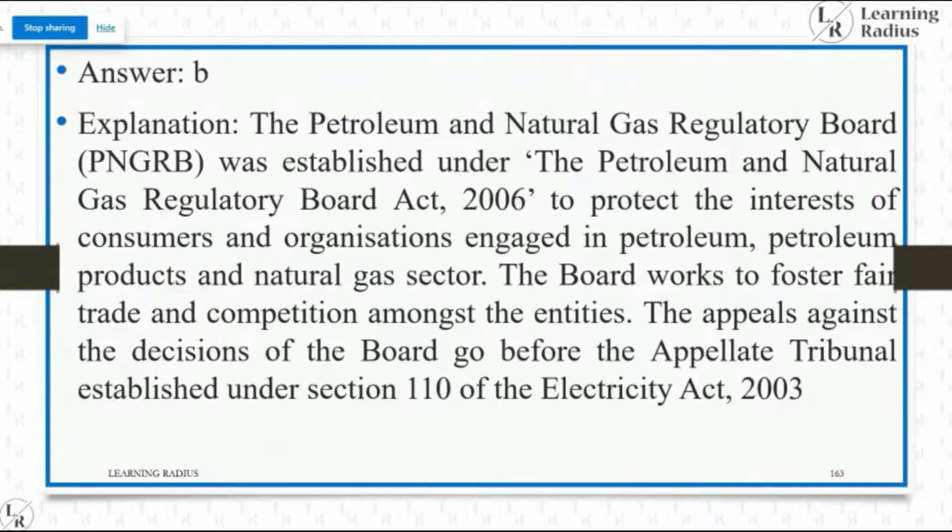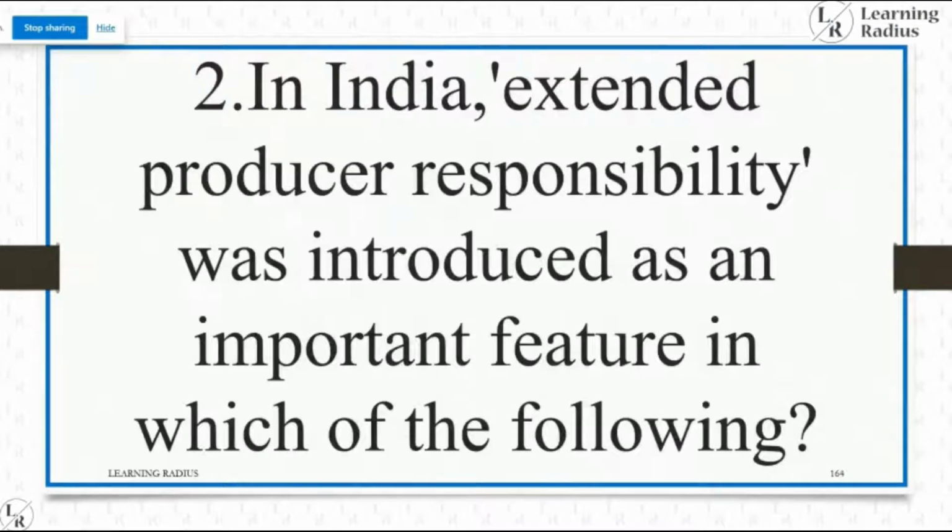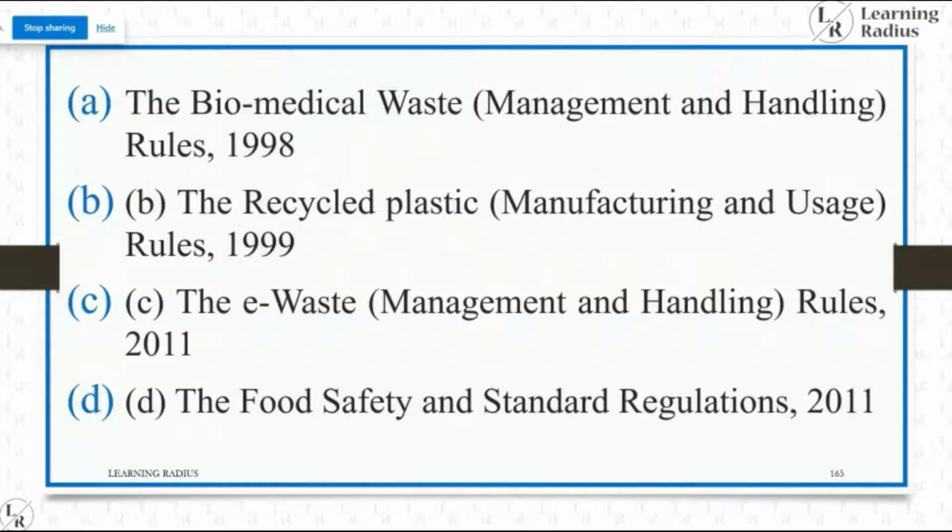Let's come to the next question that is related to, in India, extended producer responsibility was introduced as an important feature in which of the following? What a question. The Biomedical Waste Management and Handling Rules 1998, the Recycled Plastic Manufacturing and Usage Rules 1999, the E-Waste Management and Handling Rules 2011, the Food Safety and Standard Regulation 2011. It's a direct question. And we all know in the extended producer responsibility was introduced as an important feature. In which one of the following? It's a direct question. The E-Waste Management and Handling Rules 2011. Answer is C. Let's come to the next question.